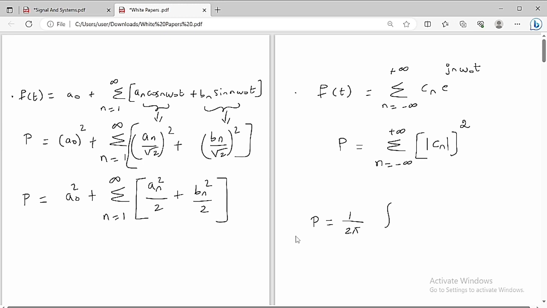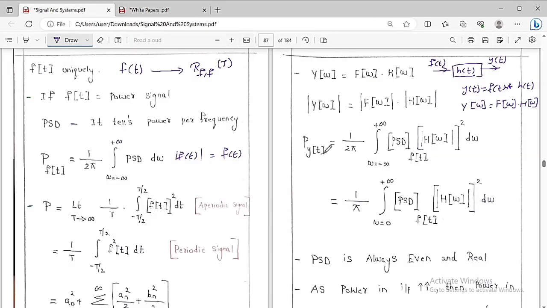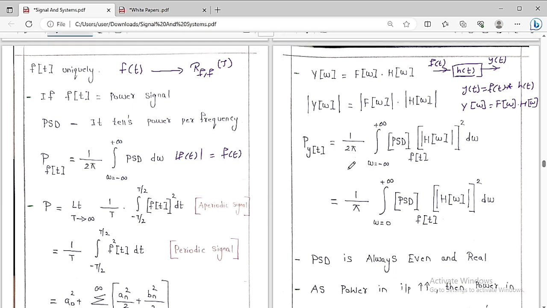So in the frequency domain I am going to do this. What is the thing we are going to get? Mod of y of omega whole square d omega. So here mod of omega will be there. It will be the power present in y of t, which is equal to 1 by 2 pi. So basically I am going to calculate the power in the frequency domain.